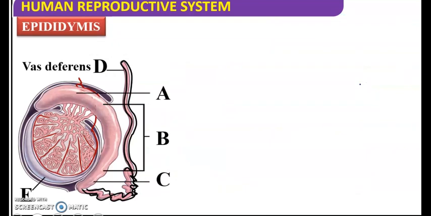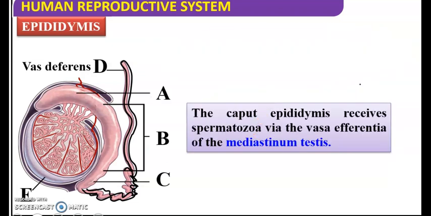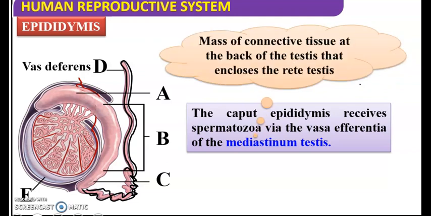Now, from the cauda epididymis, we have highlighted here a long tube-like structure. This long tube-like structure is called the vas deferens. Now, the head or the caput epididymis receives sperms from the vasa efferentia. So, this is the head region. The sperms will come from the vasa efferentia into the caput or the head epididymis.